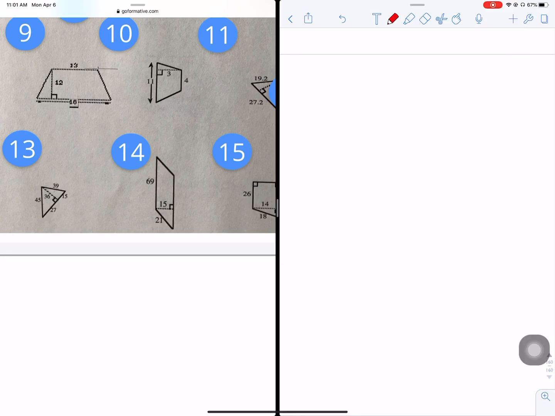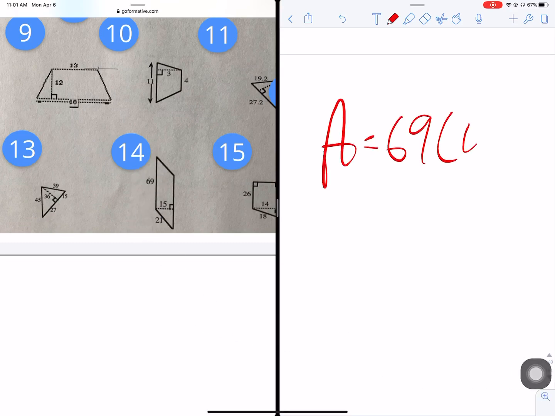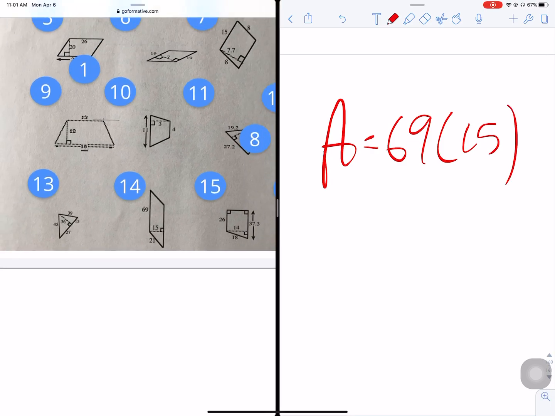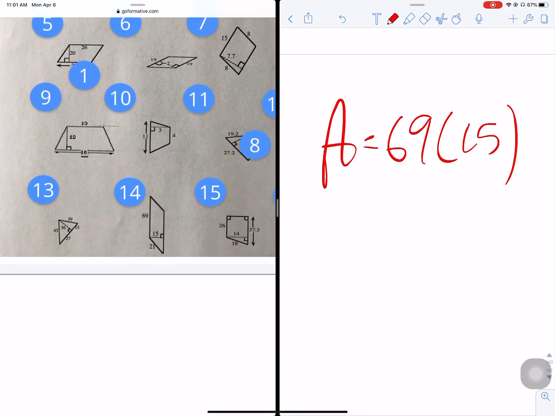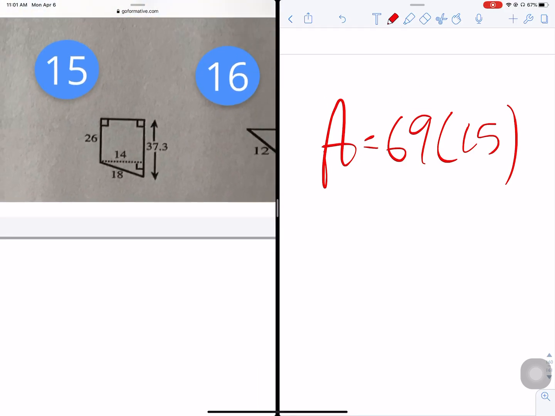Let's look at this one. See the height right there? 15. 21 is not the height. 15 is the height. The parallelogram is 69 across, so you're going to do area equals 69 times 15. That's that answer. The hardest ones are just the trapezoids. That's it. So let's do one more trapezoid.